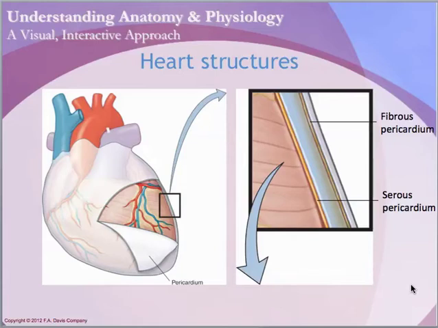So let's start with some anatomy and talk about heart structures. We have multiple membranes around the heart. First, we have a double wall sac called the pericardium. It surrounds the heart and is anchored to surrounding structures by ligaments and tissues. The pericardium has two layers. The outermost is the fibrous pericardium, a loose-fitting sac. And then we have the serous pericardium, which covers the heart's surface.